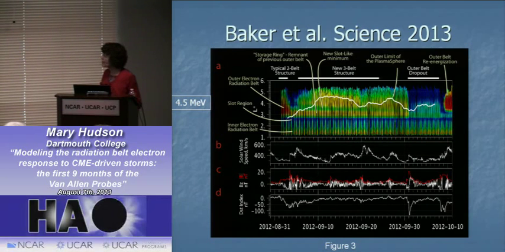And now you have the persistence of this feature, which is basically the leftovers of the outer zone, is how I think of it. So you had the strong erosion of the outer zone due to magnetopause inward motion due to the shock. And then you have a recovery, the magnetopause is moving outward again, and the outer zone is reforming. But you have this residual feature here, which is left over from the pre-existing outer zone, which Dan referred to as a storage ring in the Science paper.